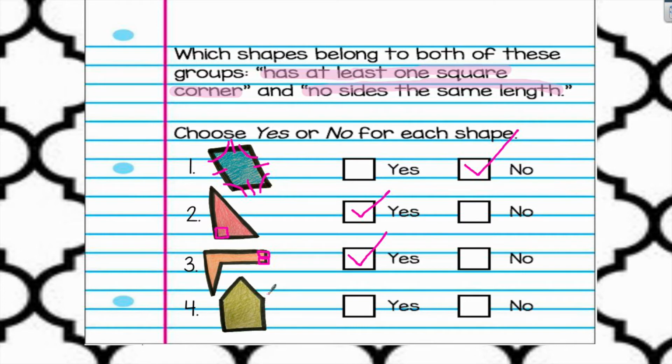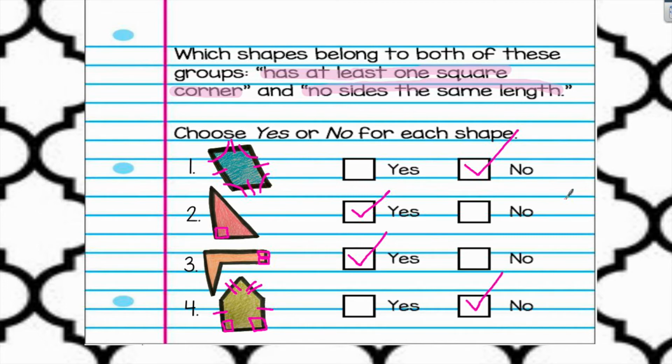Shape number 4 is a pentagon. In this pentagon, I can see that the bottom has 2 square corners. So it meets the needs of the first qualification of having at least one square corner. Now I need to see if it has sides the same length. When looking at this pentagon, I can see that this side and this side are the same length, as well as these top 2 sides are the same length. Because of this, it does not fall in the group. So I'm going to have to check no for this shape.